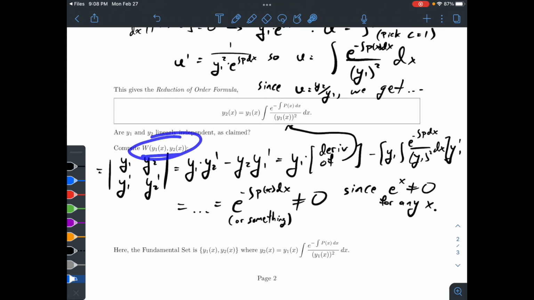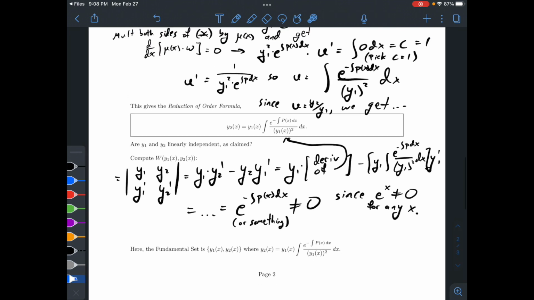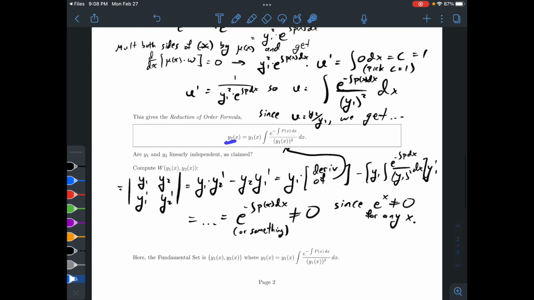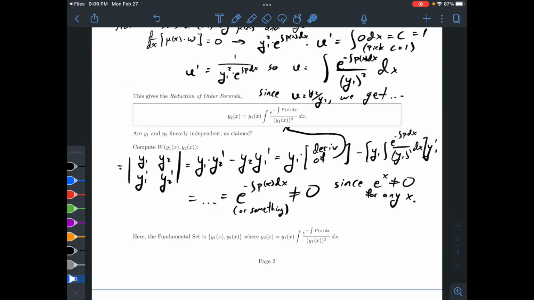The important thing is you can compute the Wronskian of this thing in general and show that no matter what, your y1 and your y2 are going to be linearly independent, and this is going to be a solution to the differential equation. So you get a fundamental set, y1 and y2, where y2 is equal to y1 times the integral of e to the negative integral of p of x dx divided by y1 of x squared, and then all of that integrated with respect to x.